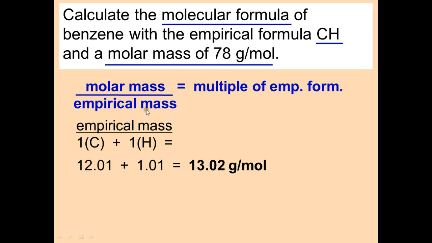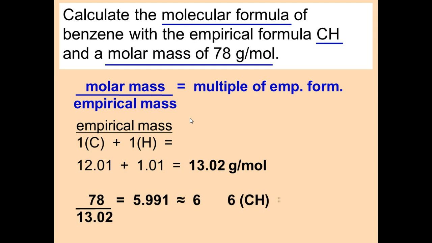Then we put this in the formula along with the molar mass, so 78 divided by 13.02 equals approximately 6. Then we multiply 6 times the empirical formula. So 6 gets distributed to all the elements as subscripts. We have a 1 and 1, so 1 times 6 is 6. We have 6 carbon and 6 hydrogen, like this.